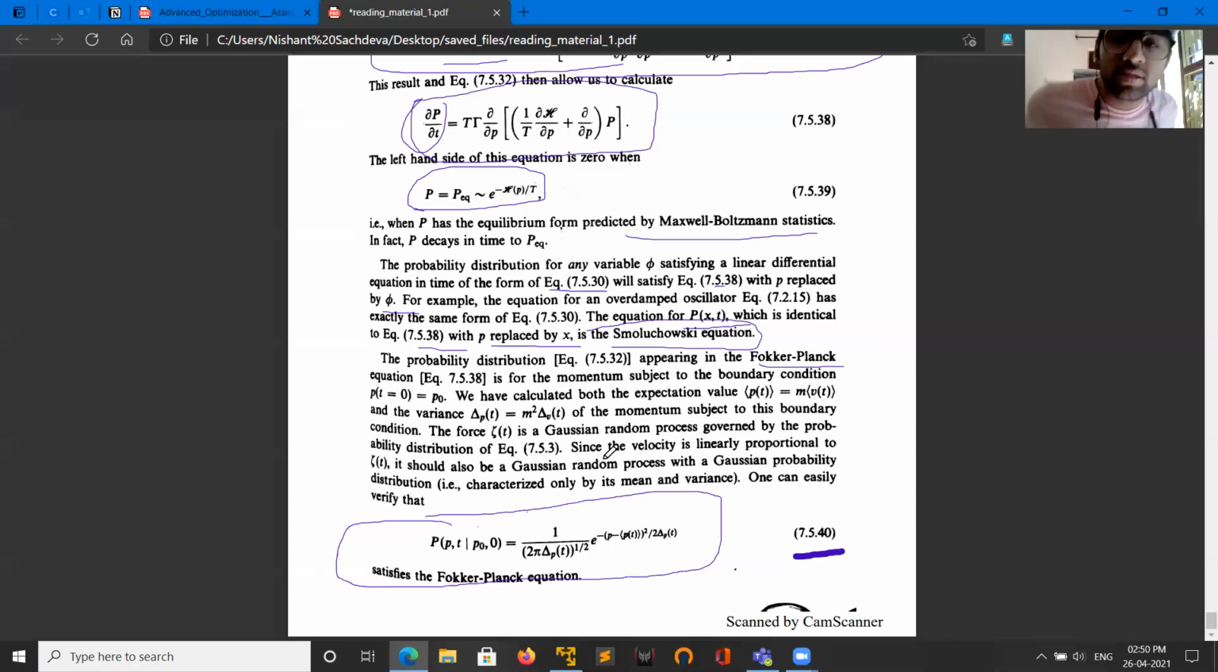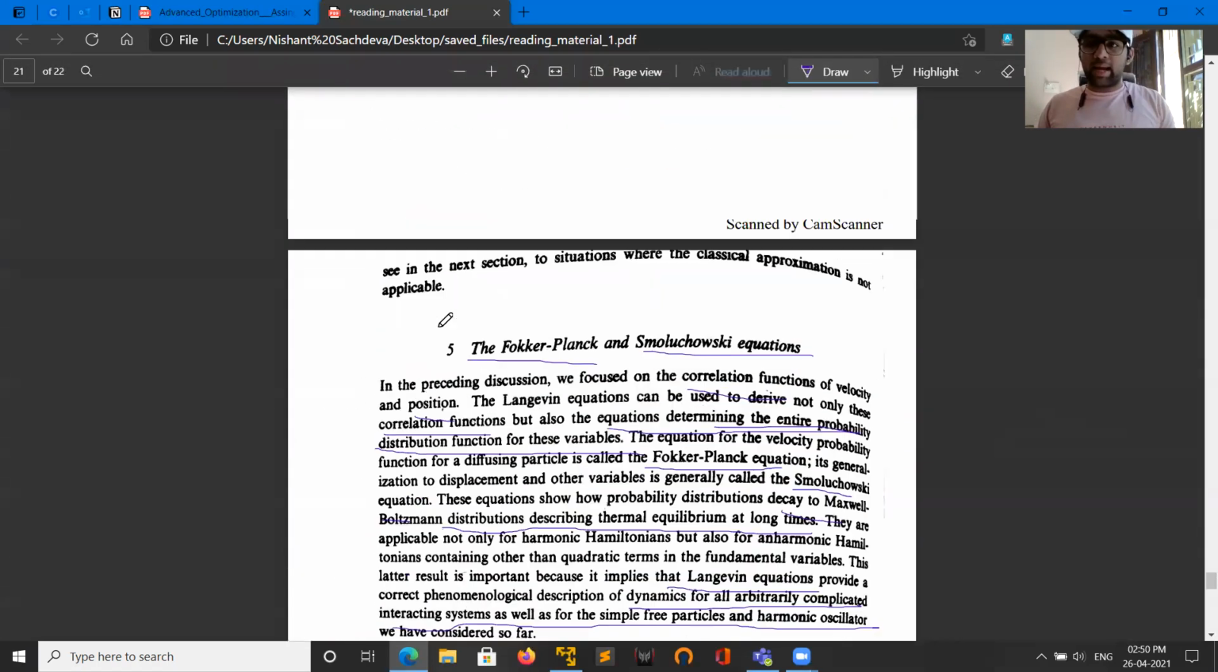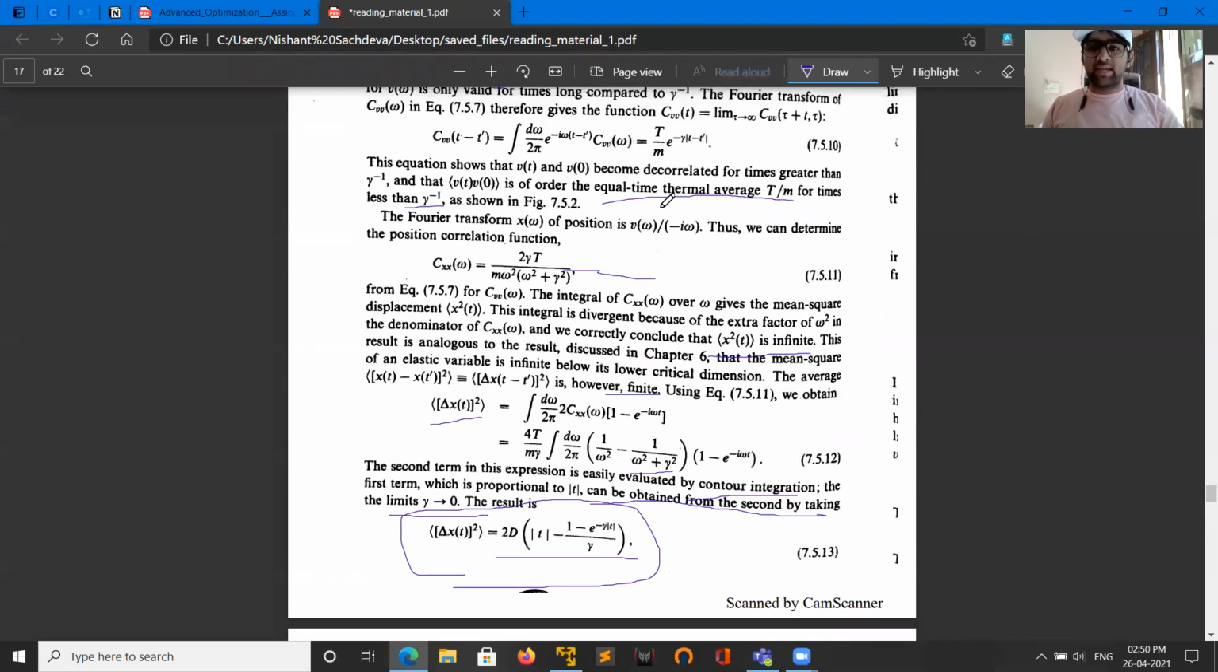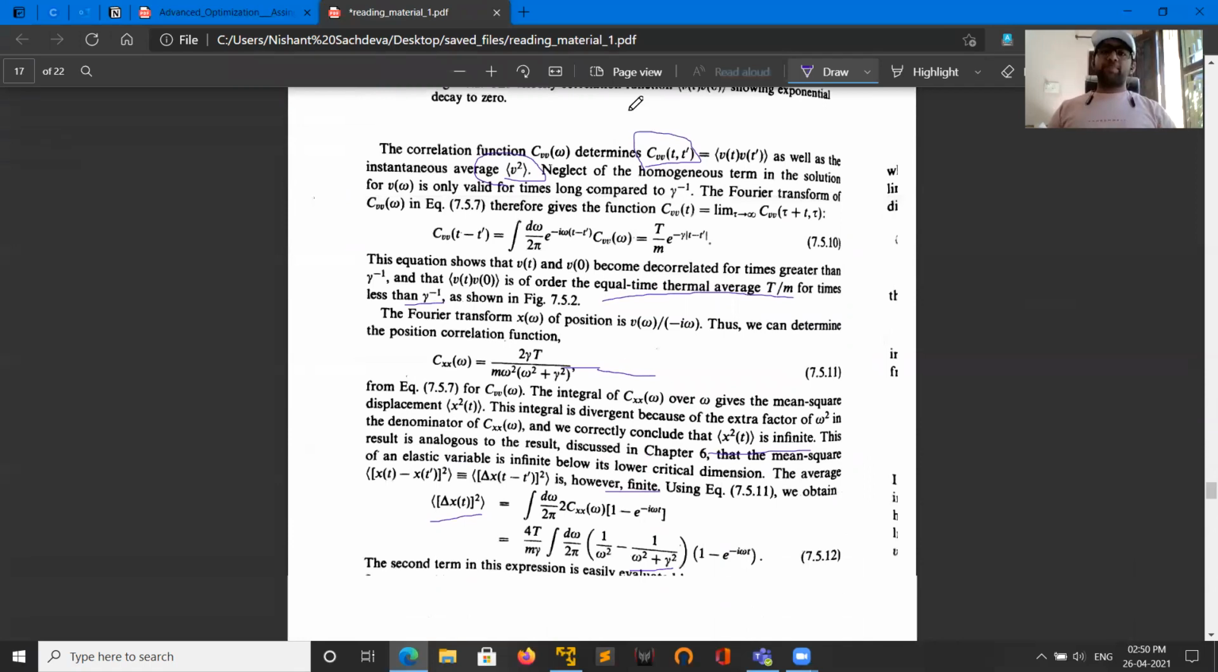Now, this finishes our reading material 1. I'll wrap this up quickly. We studied correlation functions and response functions, and we did the same for the harmonic oscillators. We did the undamped, we did the damped, we studied their response, we studied their dissipation, and we did the Fokker-Planck equations and the Langevin equations for that. This wraps up our study material 1.